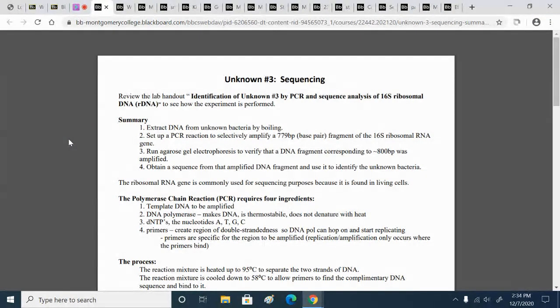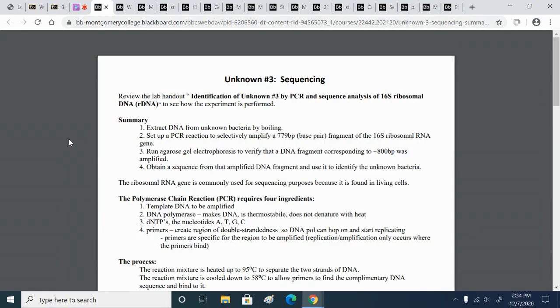So for the sequencing, remember that we had a bacteria and we had to boil them to extract the DNA. And then we centrifuge them at high speed so that all the cellular junk would come down to the bottom and the DNA would be floating in the supernatant liquid. And then we performed a PCR reaction. And remember the 4 ingredients of PCR. We have our template DNA, which we made. We have our thermostable DNA polymerase that came from a thermophile. We have all the nucleotides, ATGC, and we have primers.